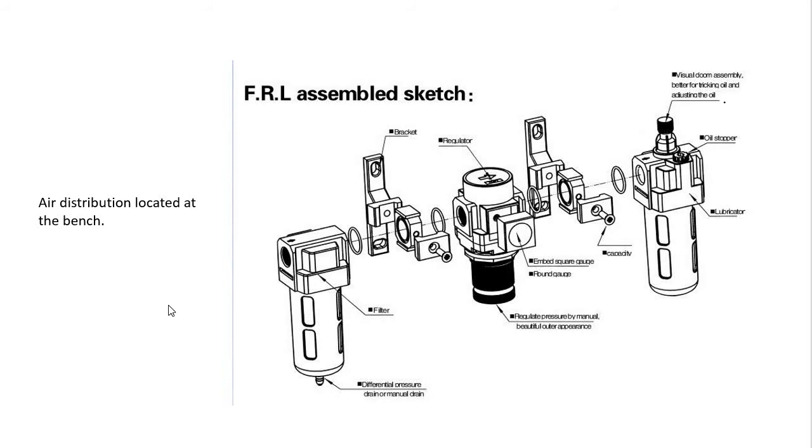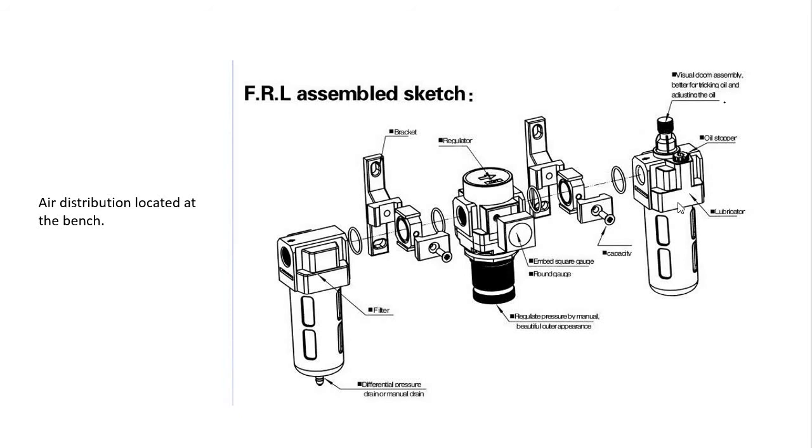On our benches, we do have an air distribution system, and this is kind of what it looks like. Ours is all connected together, so it'll look a little bit different than this. But you've got what is called an FRL, or filter, regulator, lubricator. So when our air comes in, we filter it. We then have to adjust what we want our pressure to be set at, so that's our air regulator.